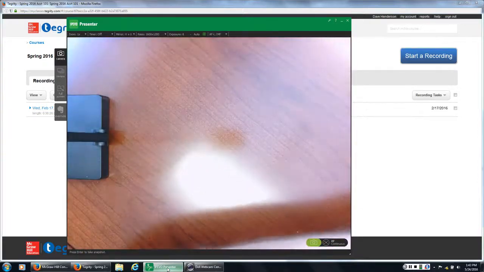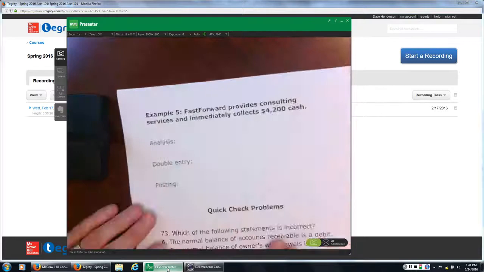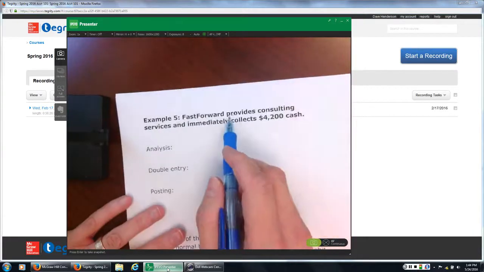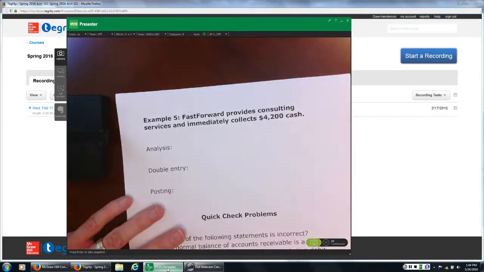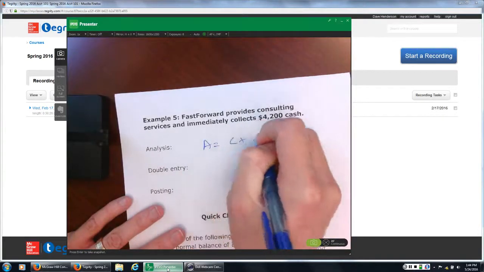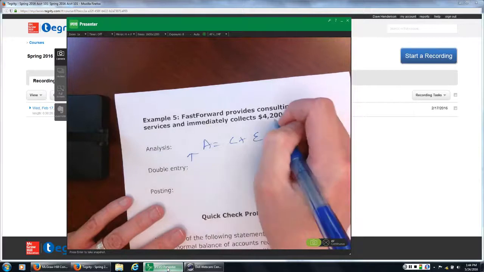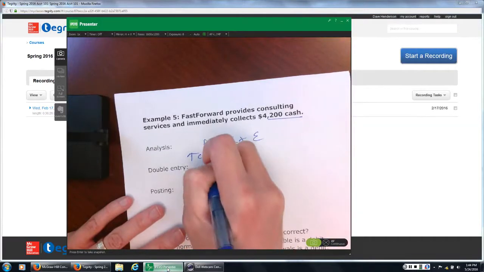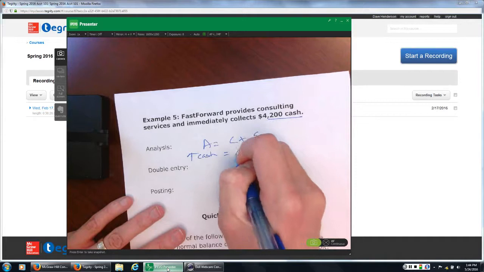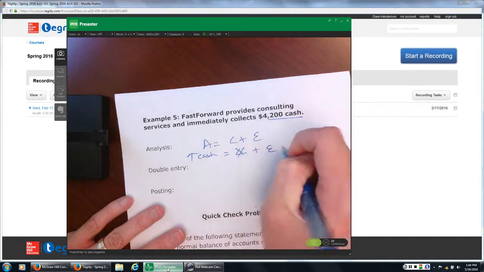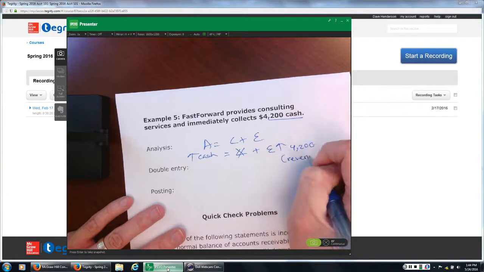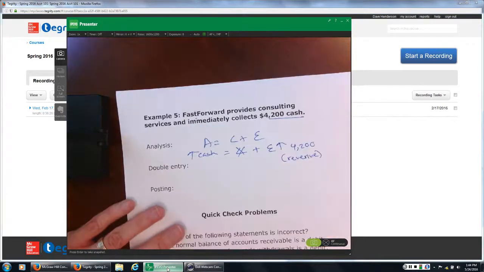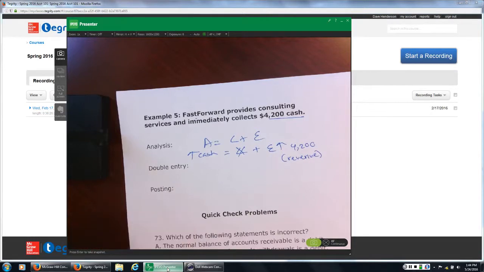So now let's look over here at example 5. It says Fast Forward provides consulting services and then immediately collects $4,200 in cash. So let's analyze what's going on right here. Well, we know right here that cash is going up. Liabilities are not being affected, but equity is also going up by $4,200 in the form of revenue. Okay? Because we provided consulting services. Right? So consulting services revenue is going up.